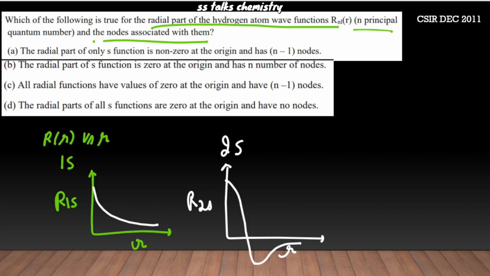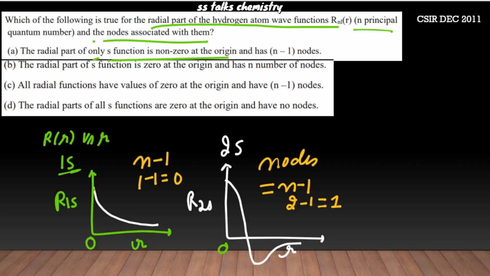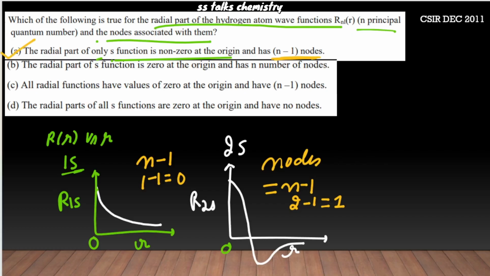Based upon this, the statement says the radial part of only s function is non-zero at the origin. So you can see for the s orbitals it is non-zero at the origin. This is my origin over here, and these values are non-zero. The number of nodes in this, if I see, is n minus 1 only. Here 2 minus 1, that means one node we have got. Here also you can see the number of nodes is n minus 1, 1 minus 1, which is 0 only. So it is non-zero at the origin and it has n minus 1 nodes. So option A becomes the right answer.